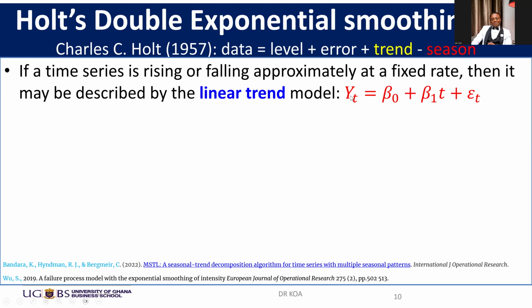If this Yt is increasing, let's say it's the sales, and this sales is going up and up and up, or the sales is going down and down and down, but at a fixed rate, then it can be described by a linear trend. Now, when I say a linear trend, you remember the regression you did. Y is equal to alpha plus beta x plus error term. This is a basic knowledge of linear trend.